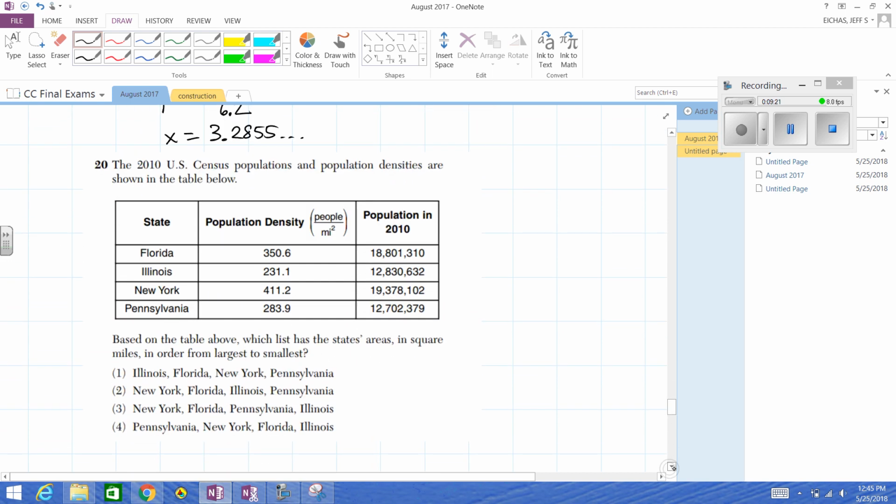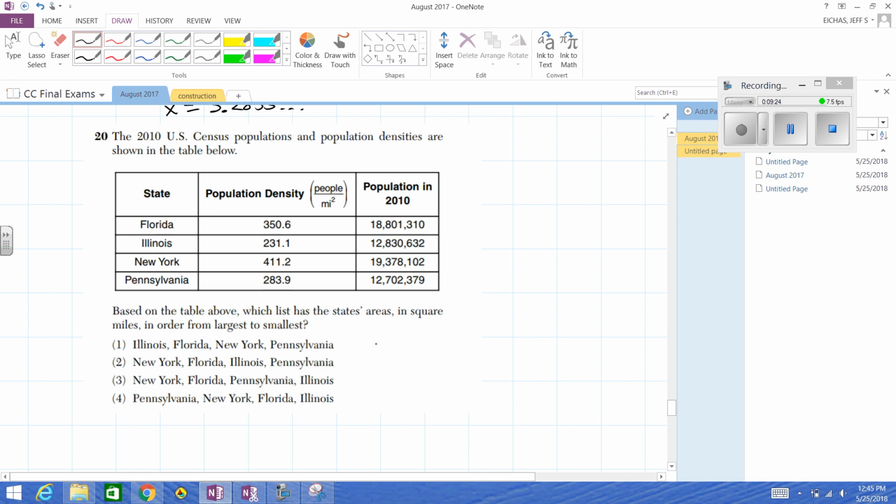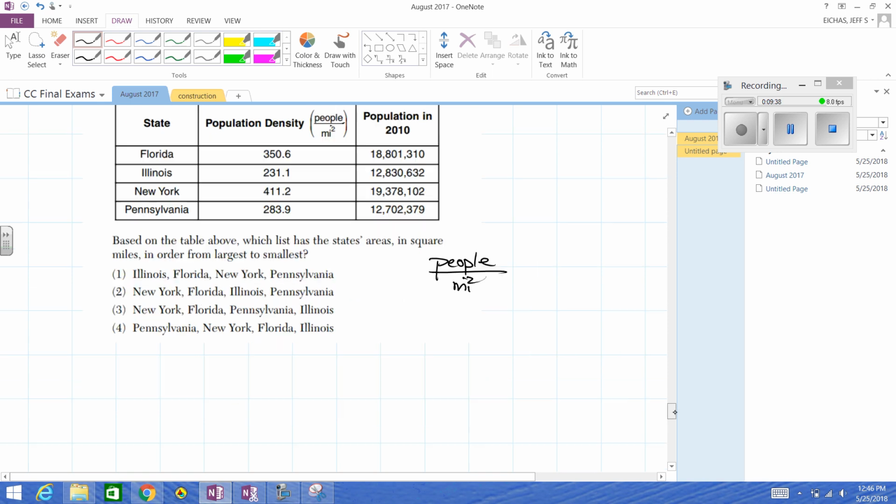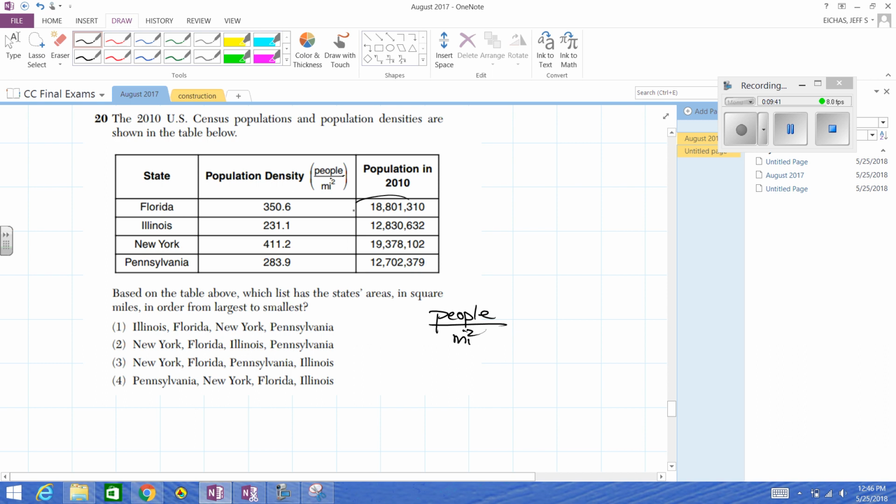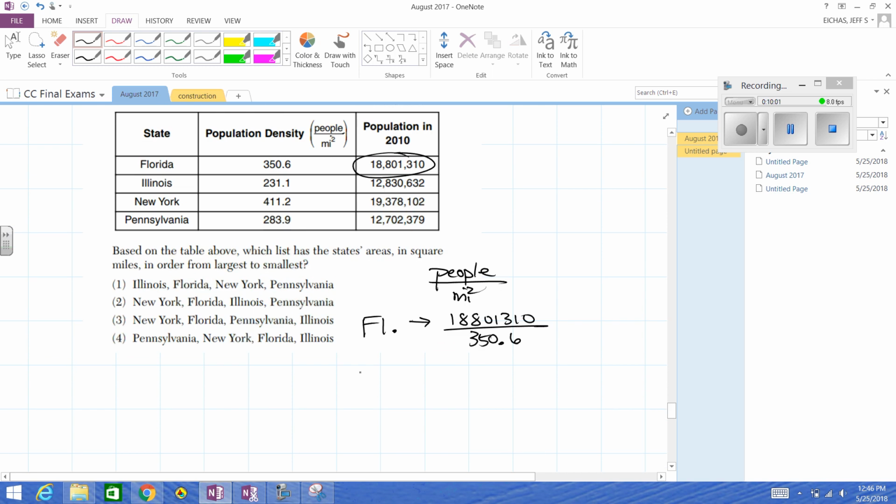All right, so we've got a density problem. They're telling us the density, that's people per square mile. So what we're going to do, really simply, is take our population, which is people, and divide. For Florida, we're going to do 18,801,310 divided by 350.6. We're going to basically do that with everything.